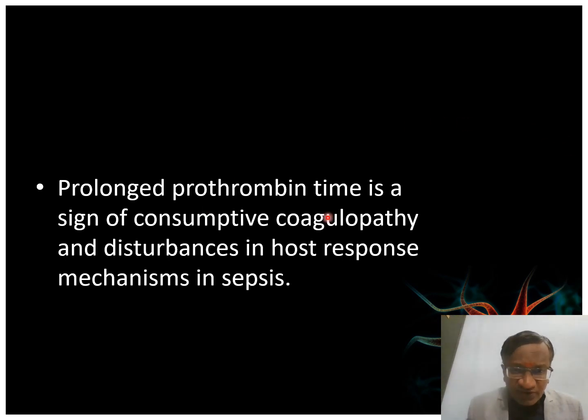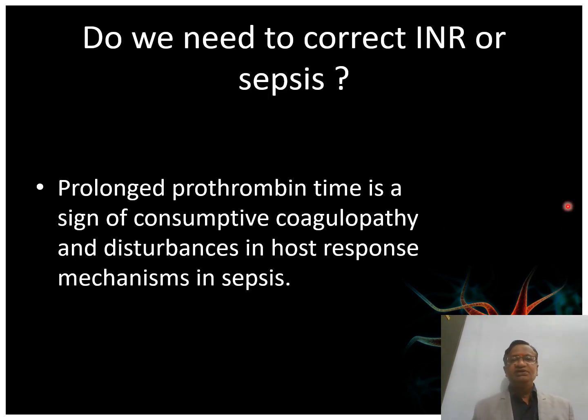So prolonged prothrombin time is a sign of consumptive coagulopathy and disturbances in host response mechanisms in sepsis. There is a consumptive coagulopathy in patients with sepsis. It consumes the coagulation factors. In sepsis, there is a coagulation disorder. It consumes the coagulation factors, so the patient gets an abnormal prothrombin time. That is what is called consumptive coagulopathy. Do we need to correct INR in sepsis? That we need to understand.